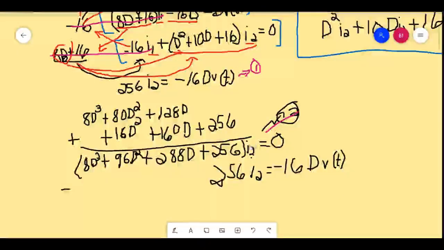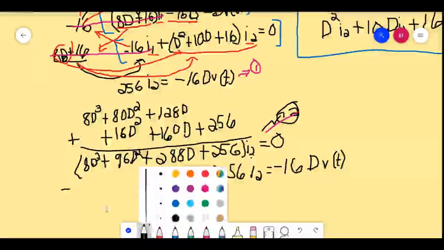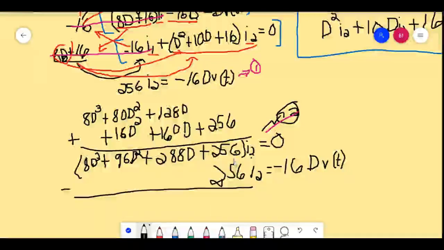In any case, I'll be subtracting these two. Technically, I have to distribute this one, but for the sake of simplicity, as they both have the same variable, this would be 256 minus 256. So this would be eliminated, not I2, that's just the 256 I2 here. And then 0 minus negative 16 would be positive 16 dVt. So right now I'll have 8d cubed. I am going to write this 96.